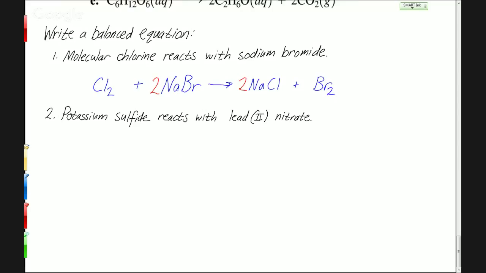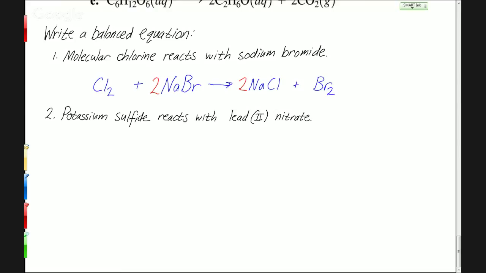Potassium sulfide reacts with lead-2 nitrate. Same idea. You're given the reactants in words, so you have to write down the formulas, determine what category it falls into, and then write the products based on what's predicted by that category. So see if you can do this whole thing yourself and come up with a balanced equation from those words.